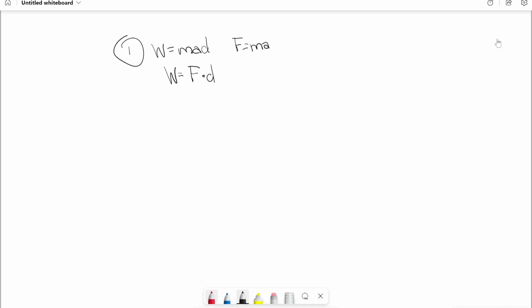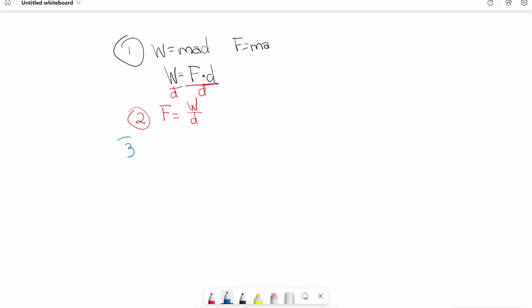Now, if we want to rearrange that equation just to get force by itself, then we can divide both sides by distance. And so then we can say that force equals W over D, or work over distance. Now, we also know that pressure equals some force applied over some area.